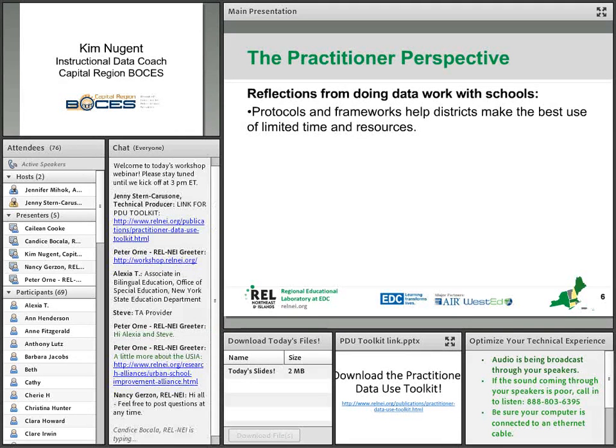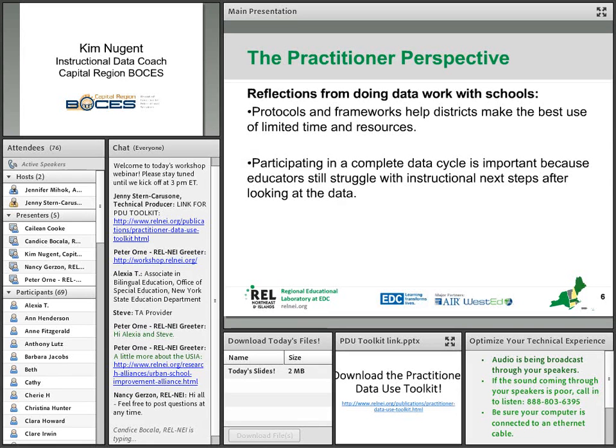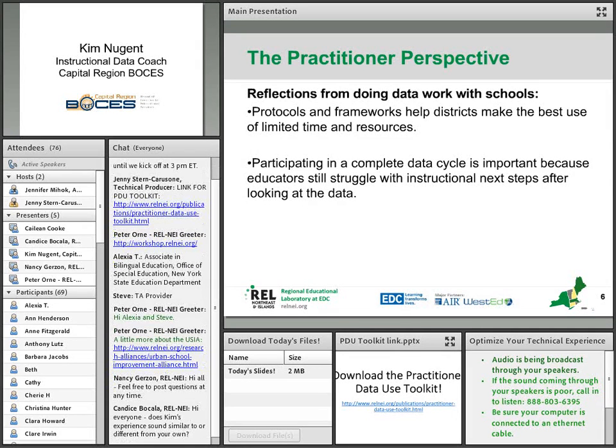So, districts have adapted some of the resources from REL. Some districts have come up with their own protocols, but I'm definitely seeing more of a use of protocols as they talk more and more about data. What I find, it's great when you get them talking and they have a protocol, but what they struggle sometimes with are the next steps.